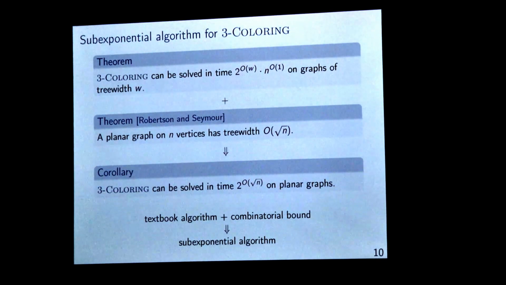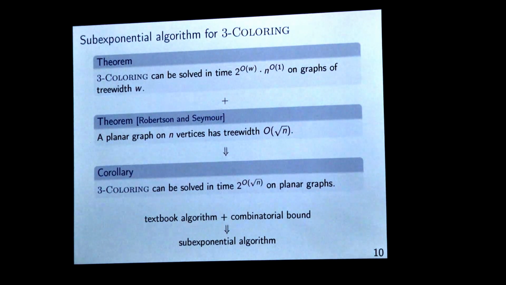So what did we learn? Textbook algorithm plus combinatorial bound implies a subexponential algorithm. Look at Baker. He didn't know all this treewidth business. People hadn't even defined treewidth for her. She had to do all this DP by hand and define whatever treeness meant by hand, and it was so difficult for her. But now technology has improved so much more.